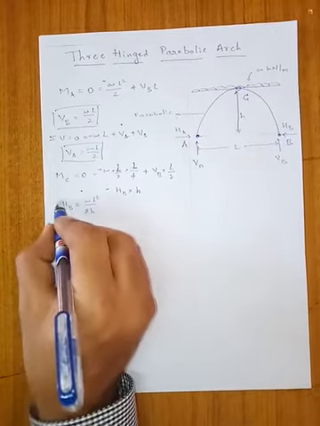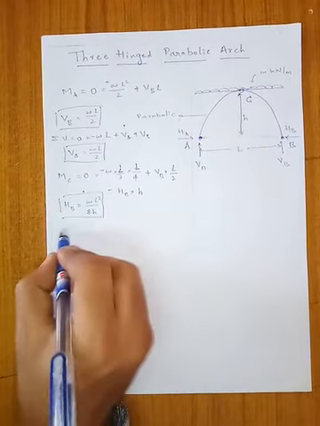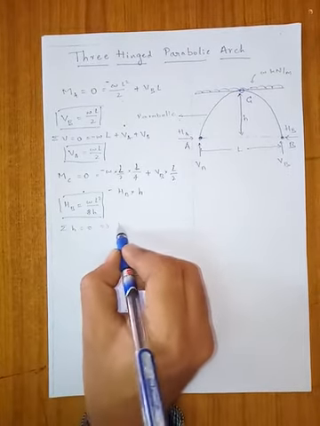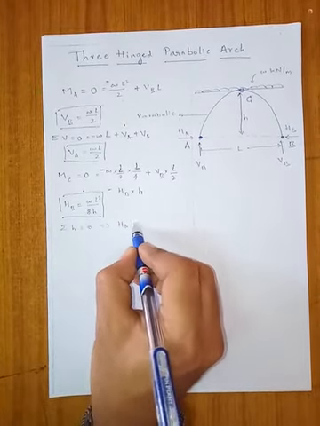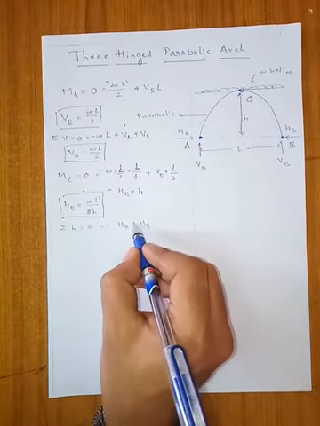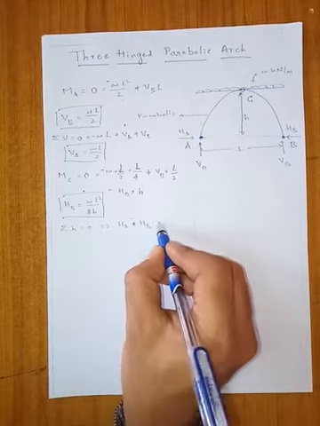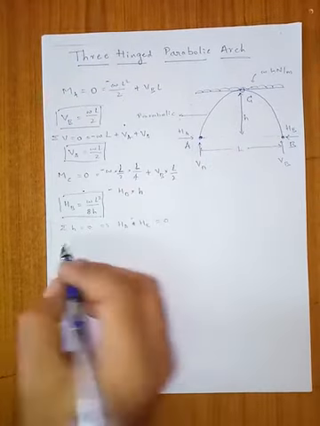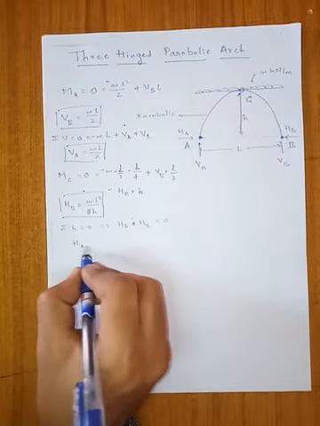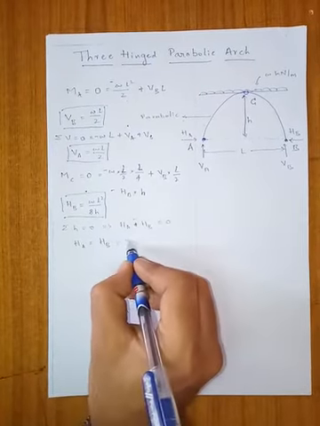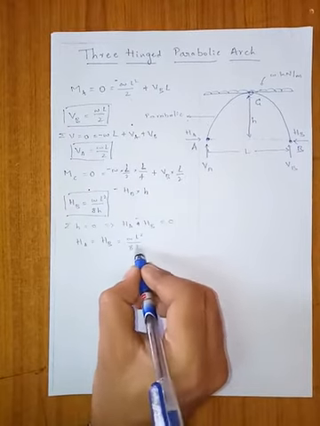Also we have this equilibrium equation, summation H is equal to 0. This implies HA plus HB. Since this is moving to the left, this will be negative, minus HB is equal to 0. Since there are no other horizontal forces, HA is equal to HB, right? HA is equal to HB is equal to nothing but WL square upon 8H.